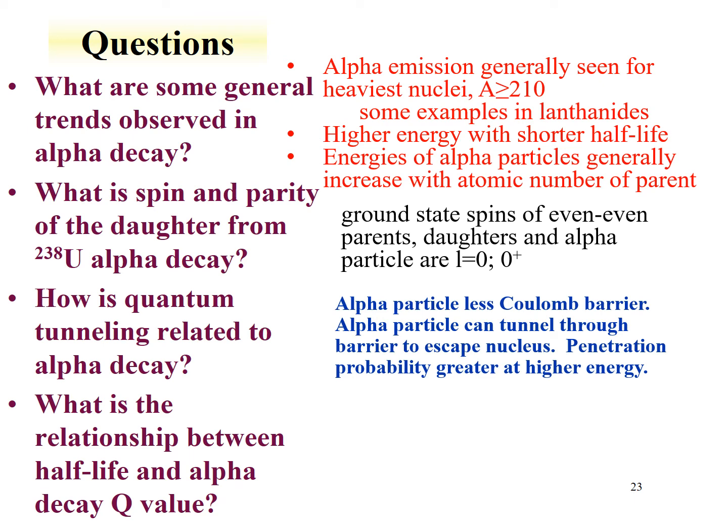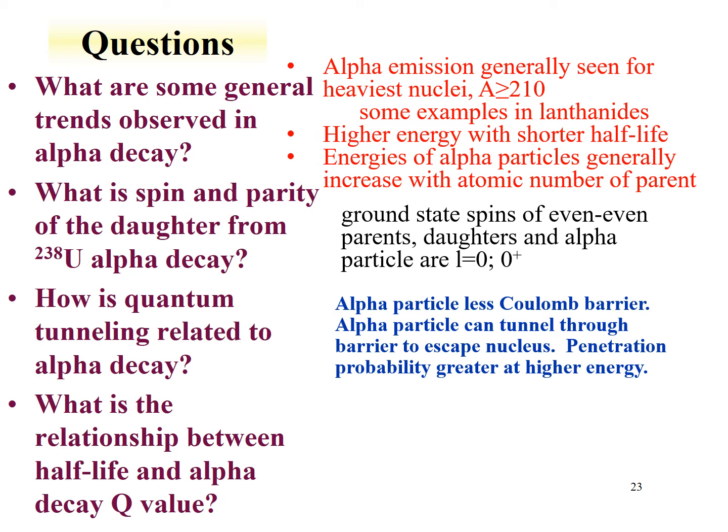It's a topic that's popular in quantum mechanics. We know that the energy of the alpha particle is less than the Coulomb barrier, so somehow the alpha particle can escape from the nuclear potential with less energy than the potential itself, and this occurs by the alpha particle tunneling through a portion of the barrier. The penetration probability of the alpha particle is greater at higher energy, and that relates to a shorter half-life.